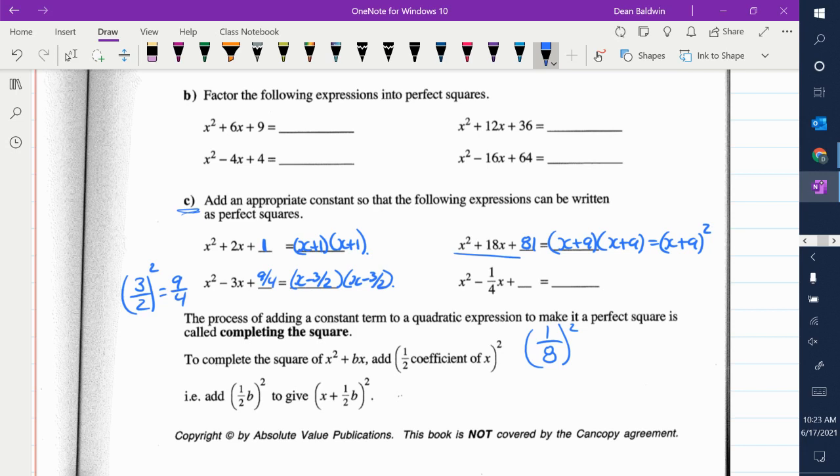What's 1 squared? What's 8 squared is 64, so it's 1 over 64. So that looks really complex, right? But if I said to factor it, you know that it's going to be, because it's a perfect square, x minus what? 1 over half of the middle. Okay? So it's x minus 1/8.